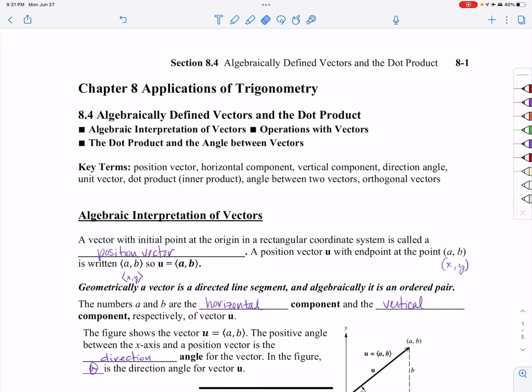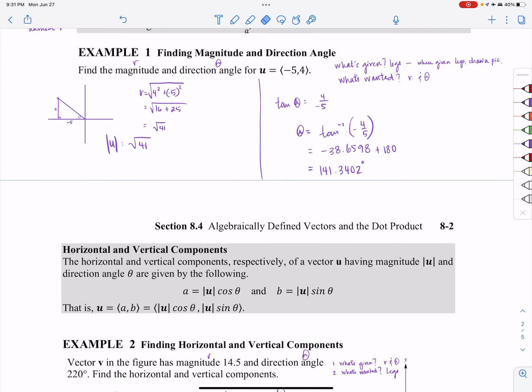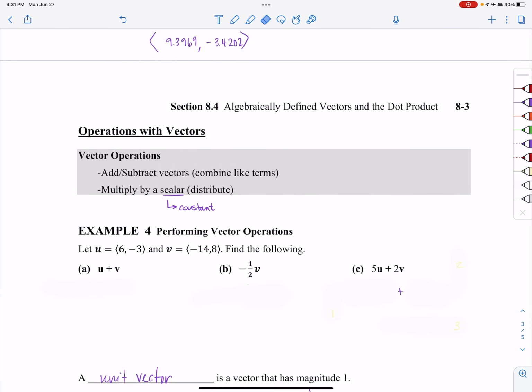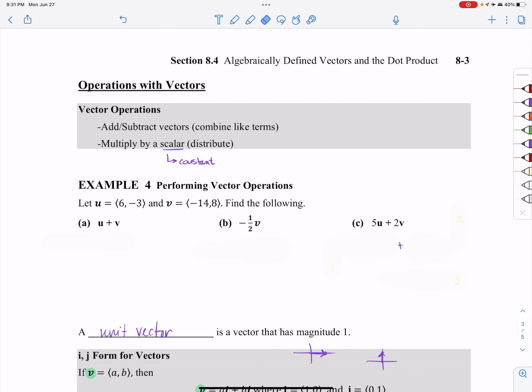Hey folks, so this should be the third and hopefully the final video in section 8.4. And so let's go down to operations that we can do with vectors. So we're going to be looking here at first how to add and subtract vectors. We'll always just combine like terms on that.